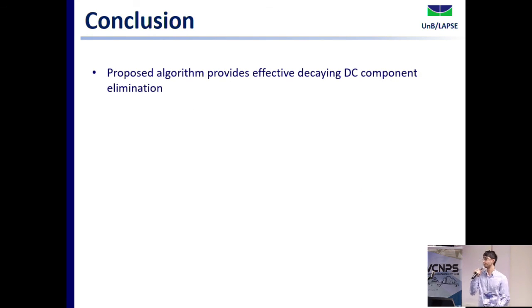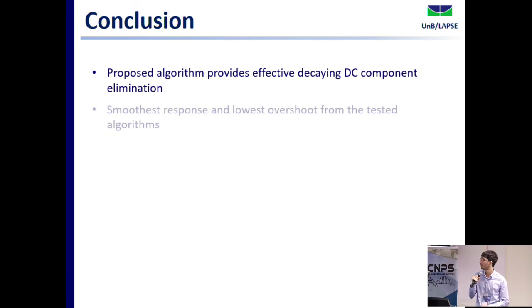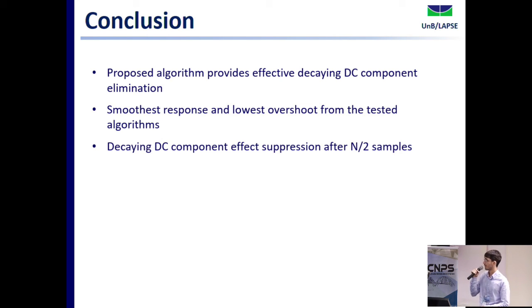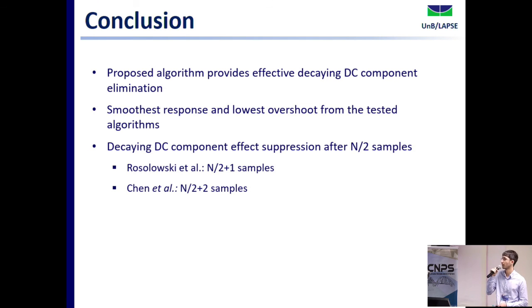And conclusion. So Prony's algorithm provides effective decaying DC component elimination, as we could see from the results. It has a smoother response and the lowest overshoot of the tested algorithms, as we just showed. And this is important because the decaying DC component effect is suppressed after n/2 cycles, while Rosolovsky and Shane, due to their recursive nature, meaning they use past samples, require n/2 plus 1 and n/2 plus 2.